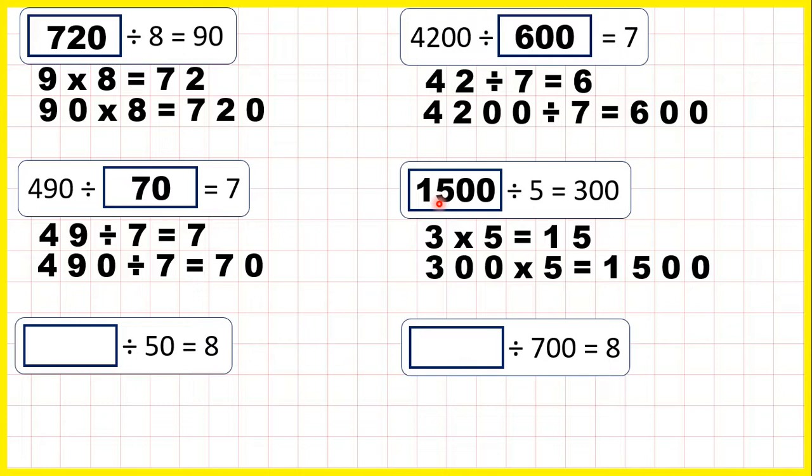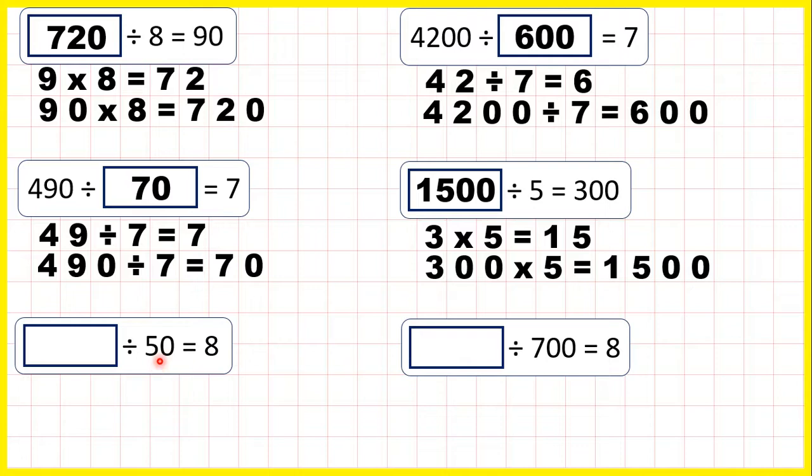So 1,500 divided by 5 is 300, and we can see 15 divided by 5 is 3, but then if there's two zeros in the dividend and we can't cancel any, we need two zeros in the quotient.